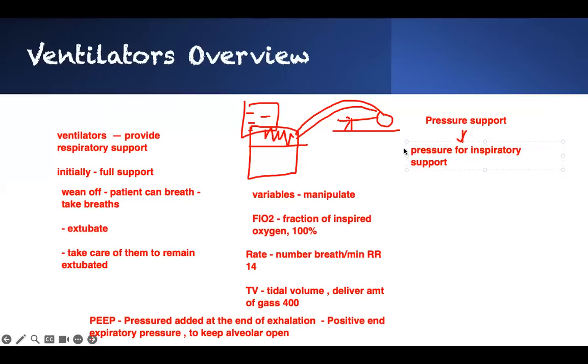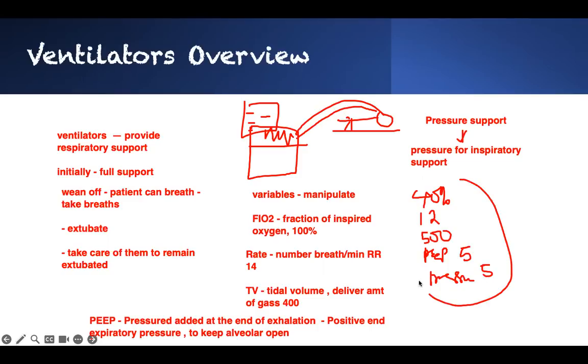So every ventilator should have an FiO2. I can give you an example: a patient intubated, you will see them on an FiO2 of a certain number, like 40%. You see a rate of maybe 12, a tidal volume of 500, a PEEP of maybe 5 and a pressure support of 5. So this is something you can see as a vent setting, and you can manipulate this based on the patient's ABG.